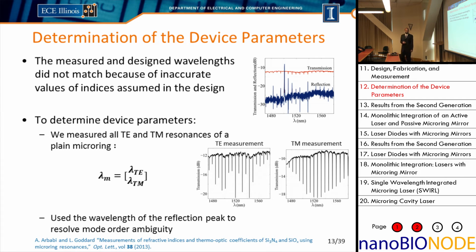And that very small change of 1% is enough to shift some portion of the spectrum. There are some other errors in the dimensions and the values of the refractive index of the core and the cladding that also contributed to this shift. So what we did was, okay, the wavelength that we wanted was incorrect. So how can we accurately measure the wavelength or the refractive indices of our devices?